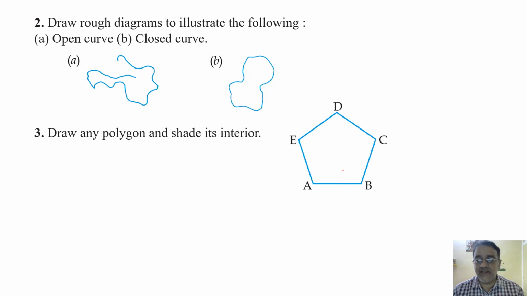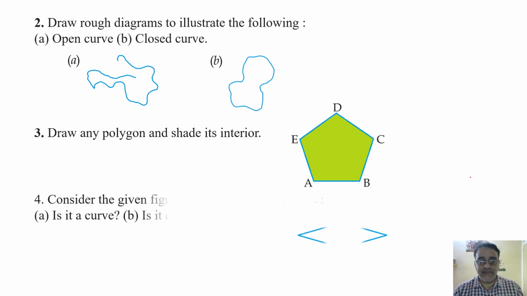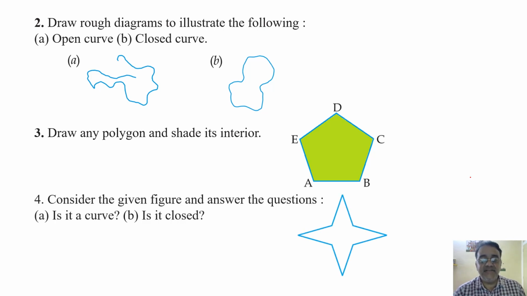Now we have to color the interior part. Interior part means inside the pentagon. So this green part is the interior part. We shaded it. Now we are moving towards question number 4. Consider the given figure and answer the questions. Is it a curve? First question.